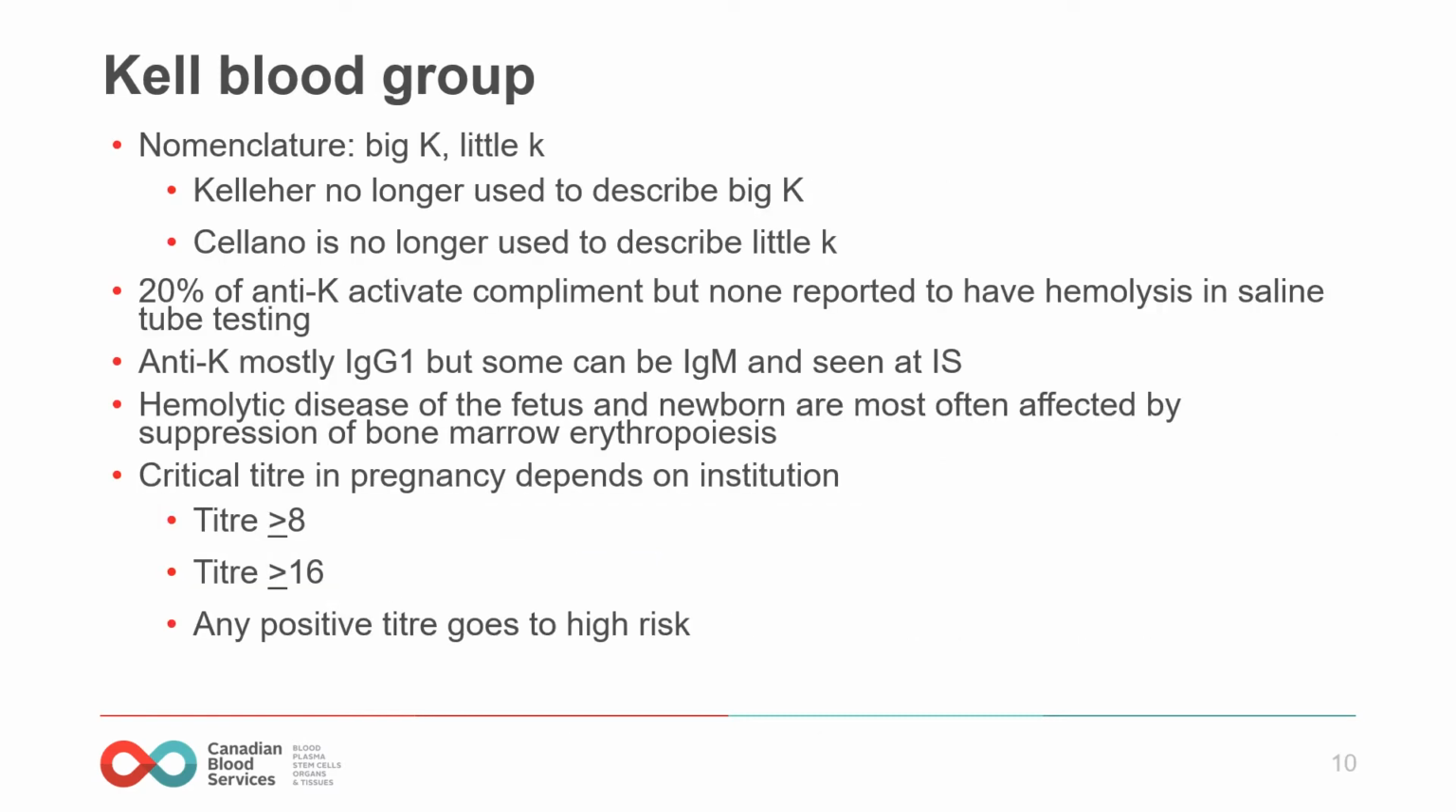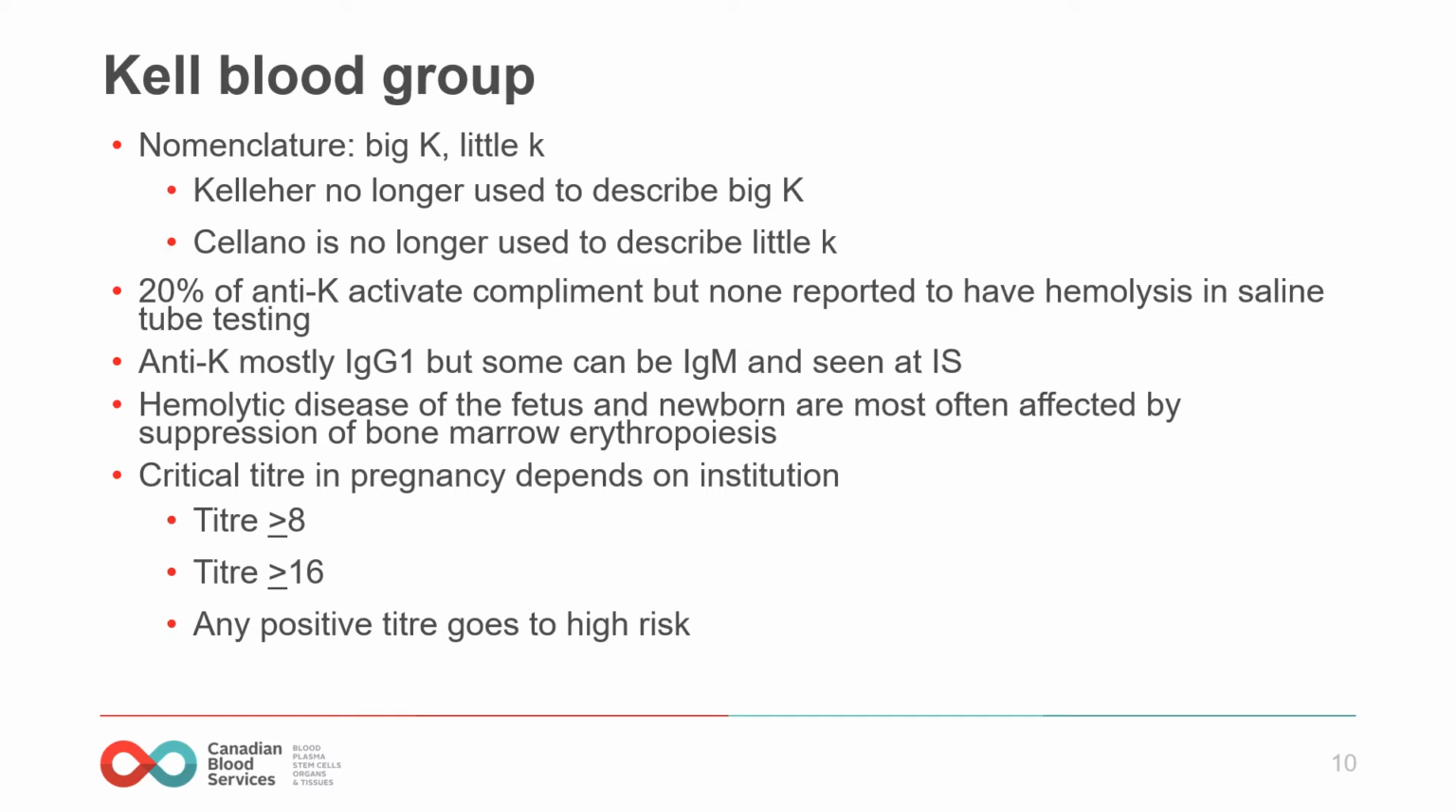KEL blood group system, we used to call it KEL for K, big K, and for little k, it's Solano, but now we call them big K and little k. 20% of the anti-big K activate complement, but none are reported to have hemolysis in saline tube testing. Anti-big K is mostly IgG1, sorry, but some can be IgM and seen at immediate spin.